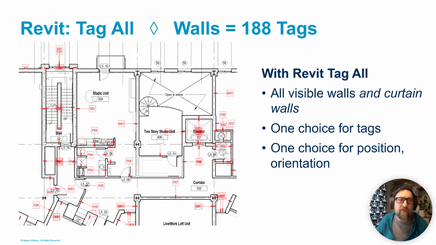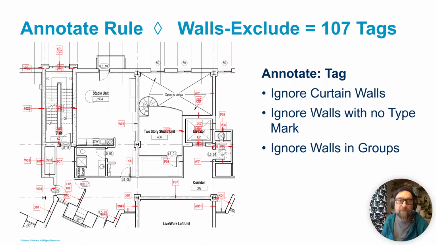So a good example that everyone can relate to is a wall tag. So we'll look at the Revit Tag All. The result of that would be that all the walls and curtain walls are also tagged. You don't get any real choices for alternate positions or tags or anything like that.